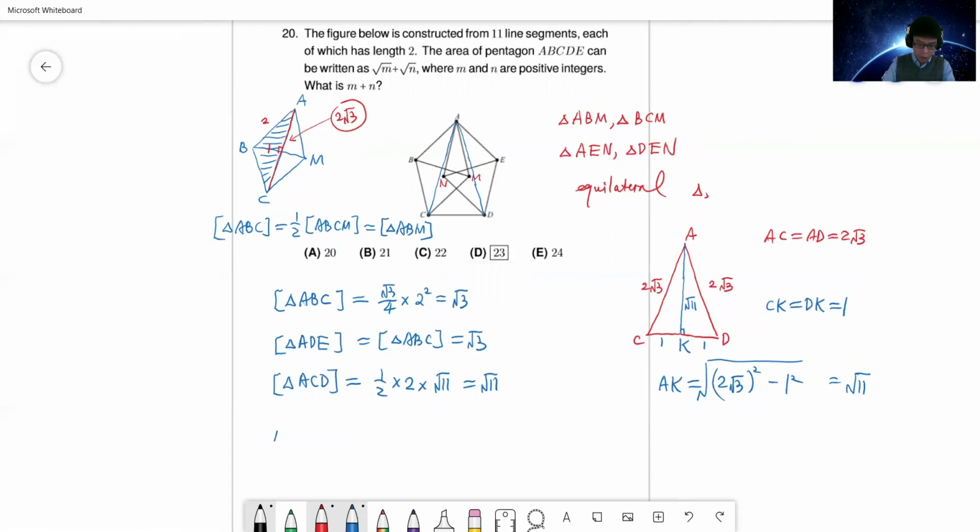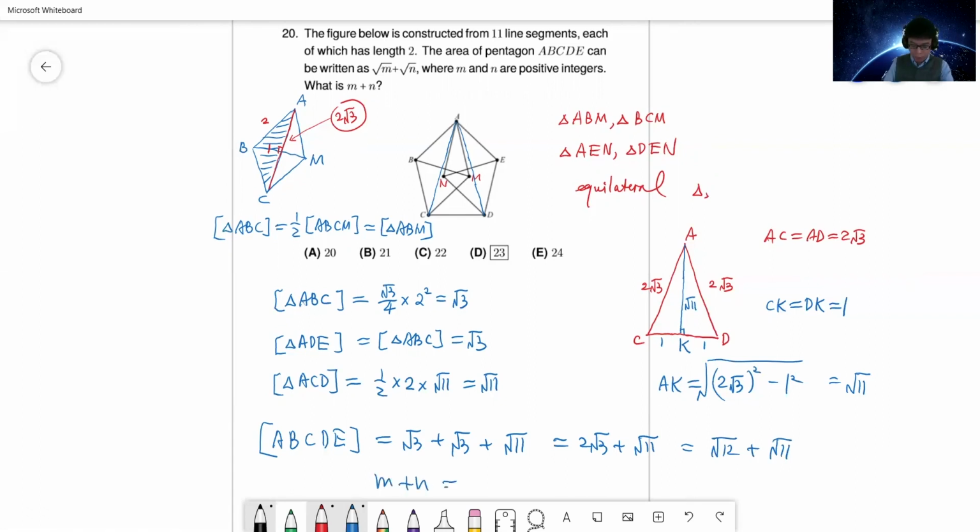So the area of the pentagon equals √3 plus √3 plus √11, which is twice √3 plus √11, which is √12 plus √11. So m and n are 12 and 11. m plus n is 12 plus 11, which is 23. The answer here is 23.